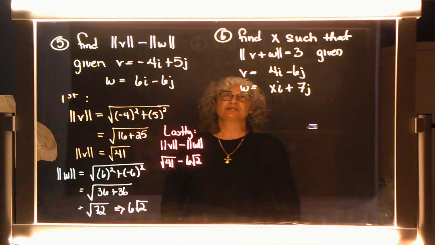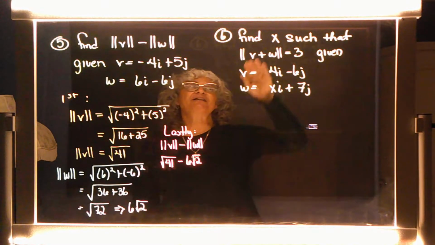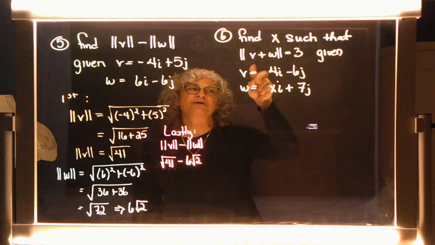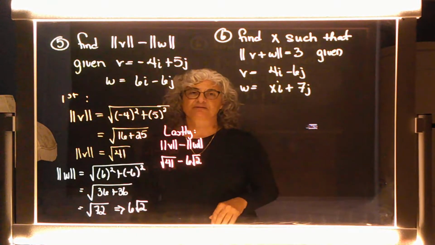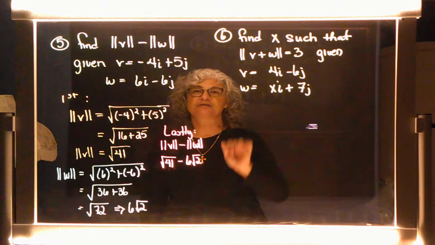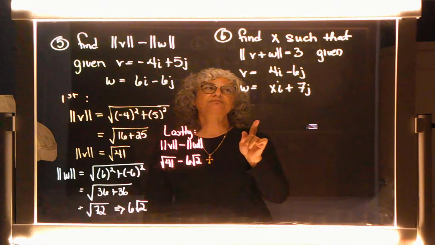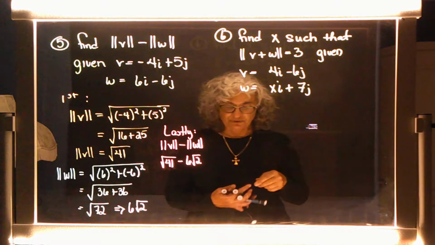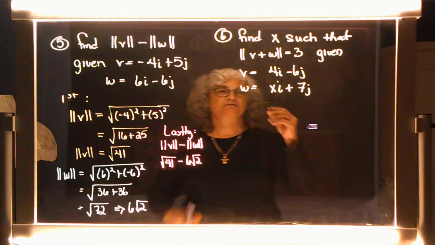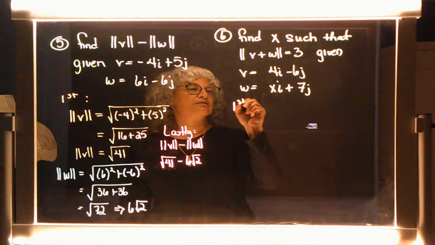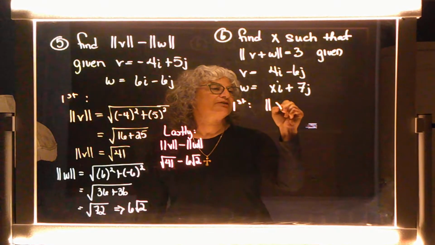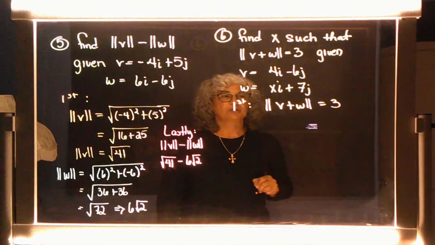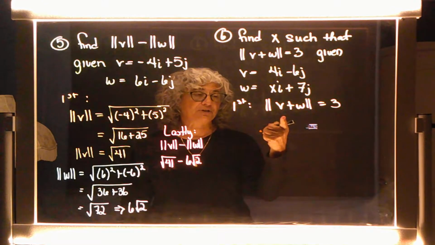Let's look at this next one. Number 6. They want me to find x such that the magnitude of the sum of v plus w equals 3. And here's v and here's w. So, notice what they gave me. I'm going to look at the fact that I have the magnitude of v plus w supposed to be equaling 3. Well, I guess I have to add v plus w first, don't I?